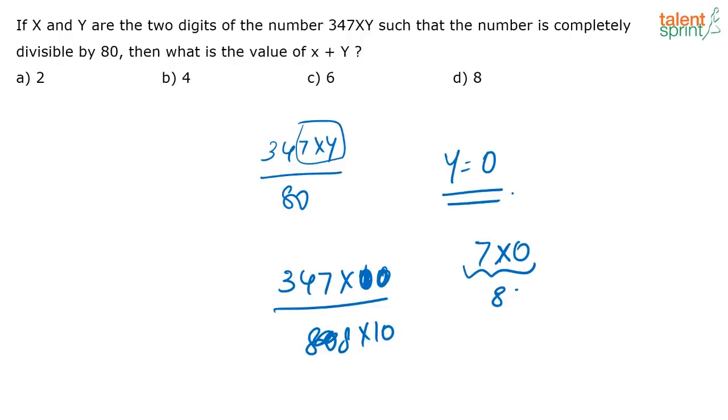Then you have, after 72, it's directly going to 80. So x has to be 2. Then what will happen? Then this will be 34720 divided by 80. Okay, so the last 3 digits are divisible by 8, and this is divisible by 10 also, so this number has to be divisible by 80. So the correct answer is A, that is 2.